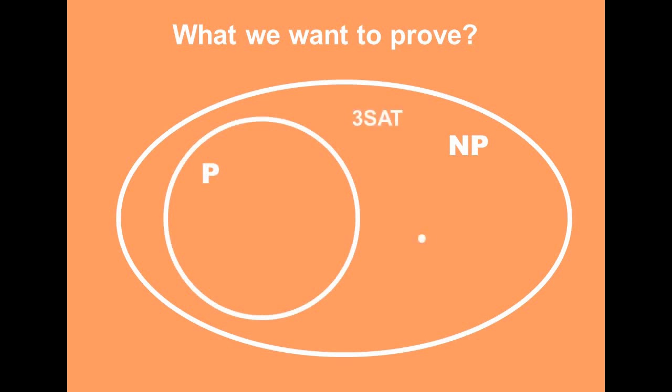So what we want to prove now is that all the NP problems are reducible to SAT, and SAT is reducible to 3-SAT. That means if we want to solve any problem in NP, then all problems need to be reduced to the 3-SAT problem.